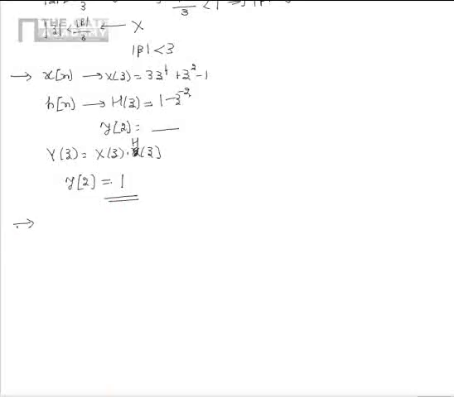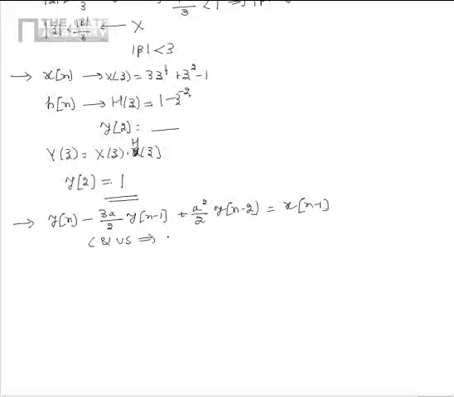Now let us consider another problem as per which there is a LTI system described by the LCCDE y of n minus 3a by 2 y of n minus 1 plus a square by 2 y of n minus 2 is equal to x of n minus 1. It's given that the system is causal and unstable. Then we need to find the condition on a.